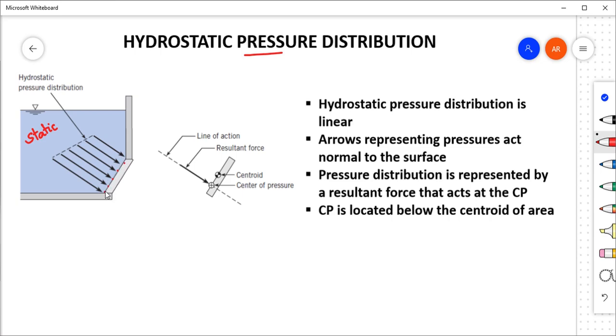Please note that this pressure will always act normal to the surface which is in contact with the fluid mass. And this pressure can be represented by a resultant force F which will act at a particular point, and this point is known as center of pressure. So in this case, center of pressure will be located below centroid of the area. Whereas in case of uniform pressure distribution, the center of pressure and center of area will coincide.